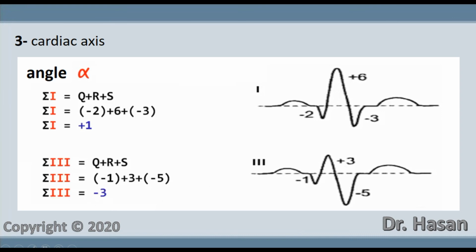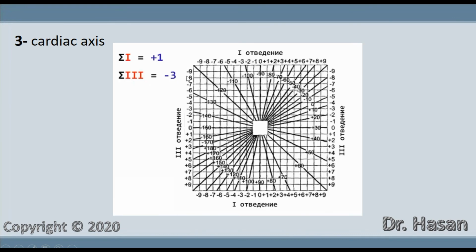We substitute the obtained values into a special table for determining the position of the electrical axis of the heart: plus 1 and minus 3. The line drawn from the center of the table through the intersection of the projections of the two values, which we determined above for the first and third leads, will indicate the value of the angle alpha. In this case, it is minus 70.